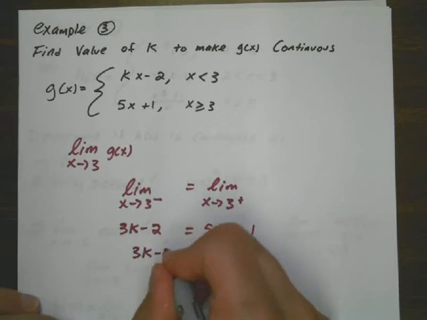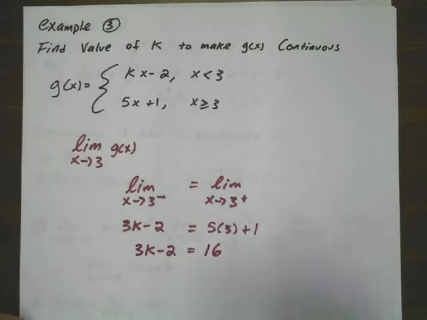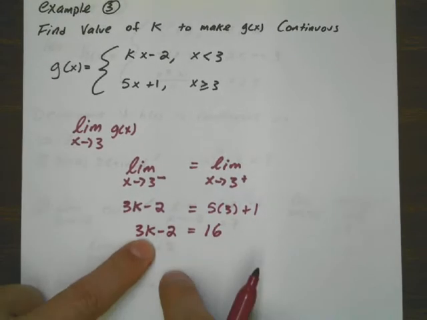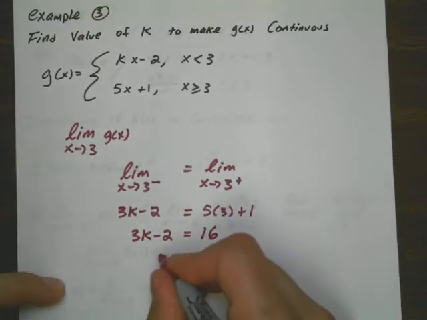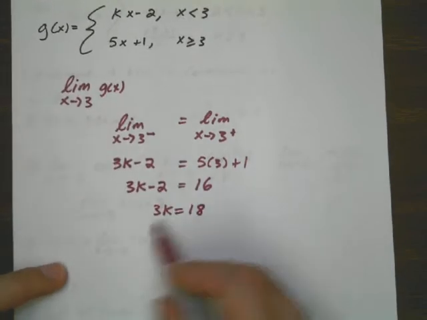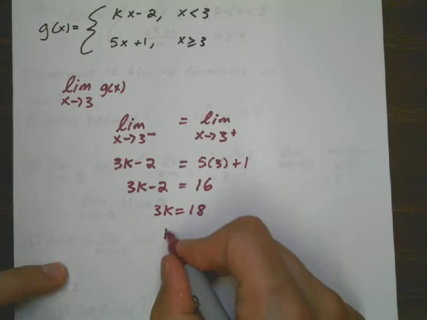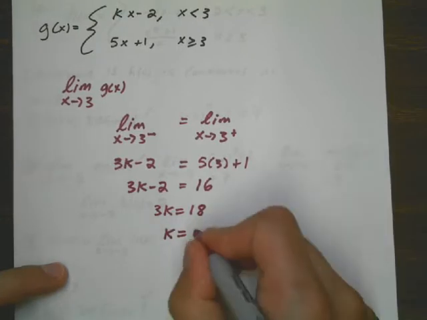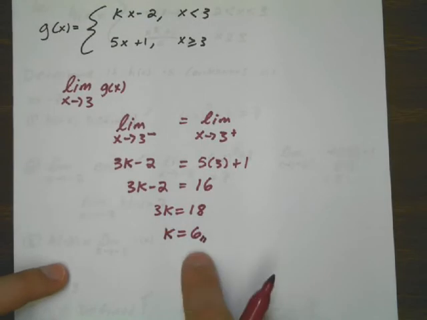So now 3k minus 2 equals 16. This just turns into an algebra 1 problem because k is what I have to solve for. So I move the 2 over, it's going to be 3k equal to 18. I can divide both sides by 3, so k is going to equal 6. So in order for this to be continuous, the constant k has to equal 6. And that's it.